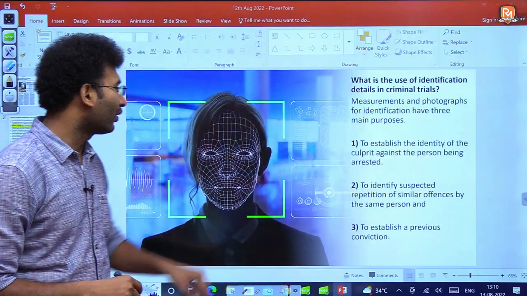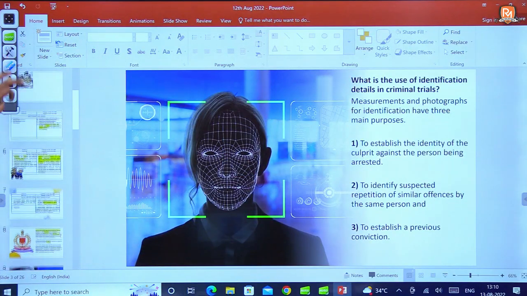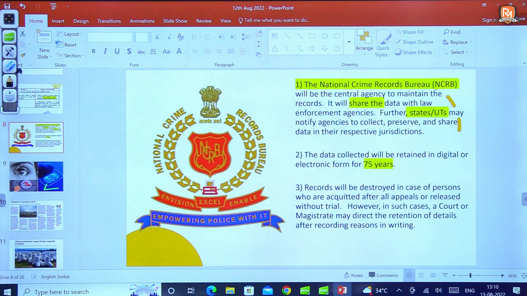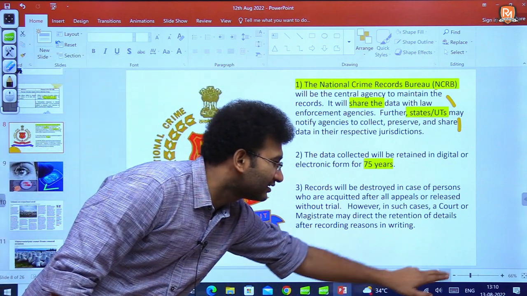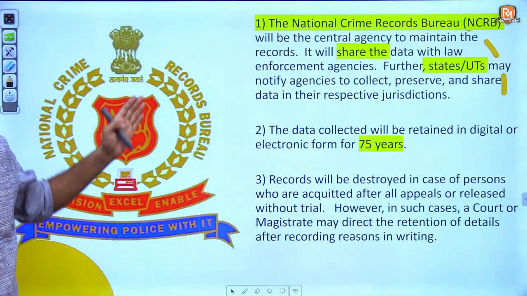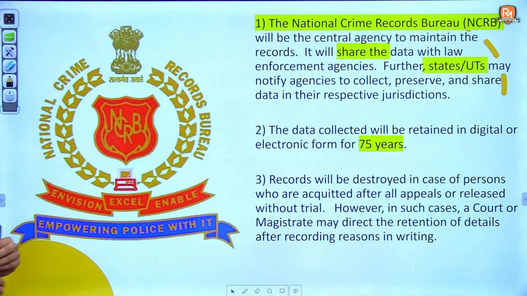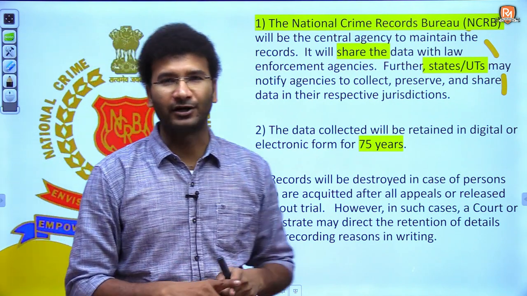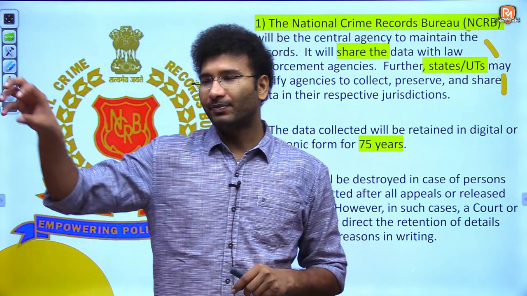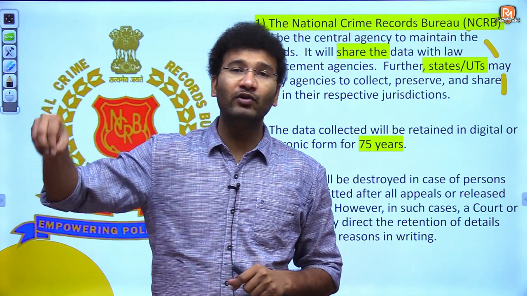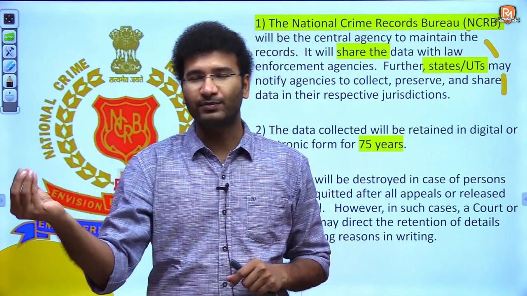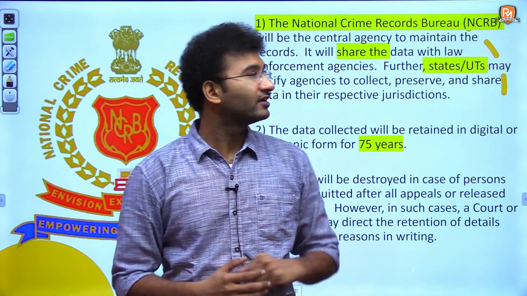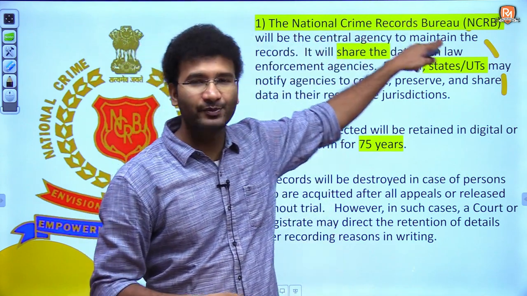Now, let us also look into the relationship with the National Crime Records Bureau. What is it? Why is this National Crime Records Bureau being authorized to store such kind of data? Suppose a person has committed a crime. Now, who will be storing the data of that particular person? It is the National Crime Records Bureau.